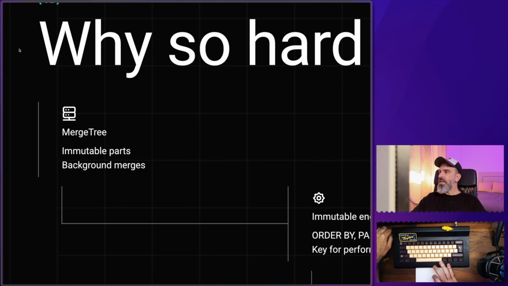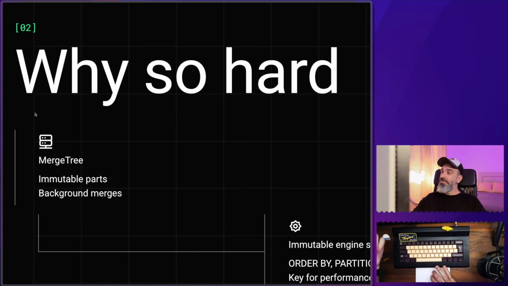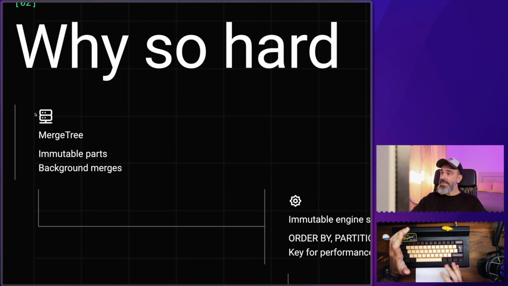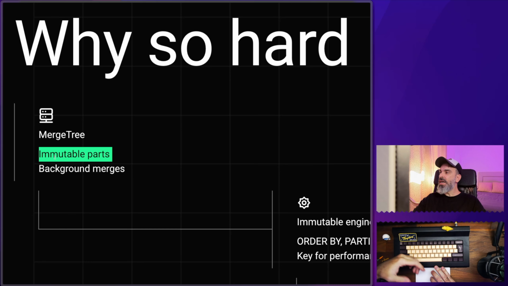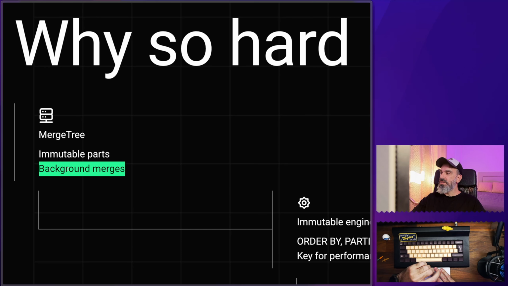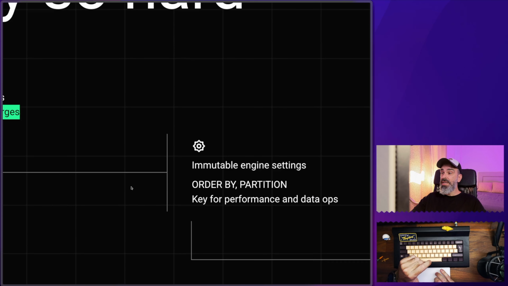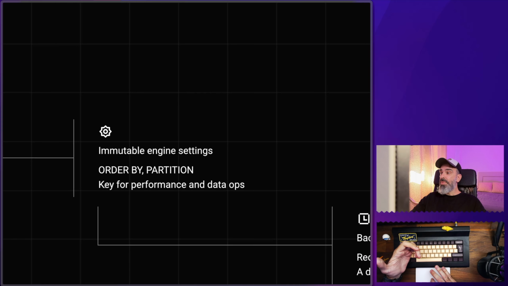Okay, why is schema evolution in ClickHouse so hard? First thing is it's like that by design. We've already talked about the MergeTree family and how ClickHouse writes in immutable parts. So writes are efficient and reads can be optimized using background merges, etc. And that makes the key settings for performance and data operations immutable by design. So once you set up your order by or your partition key, you cannot change them.